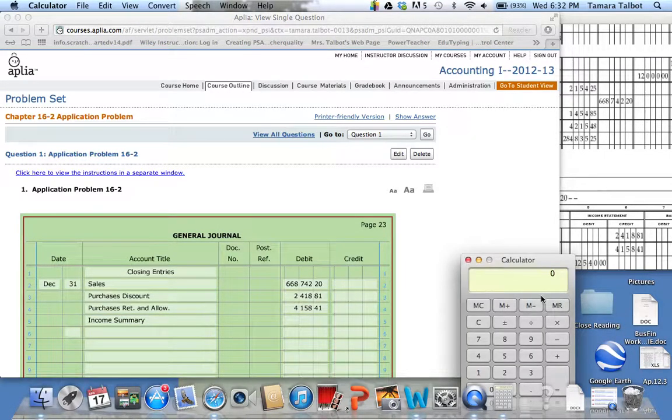So if we get the calculator, 668,742.20 plus 2,418.81, add 4,158.41, oh come on, $675,319.42.